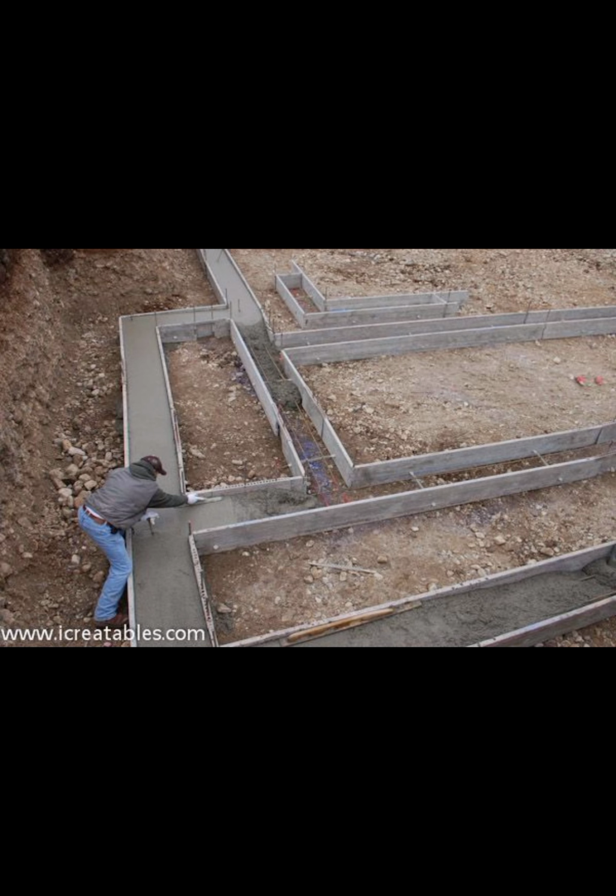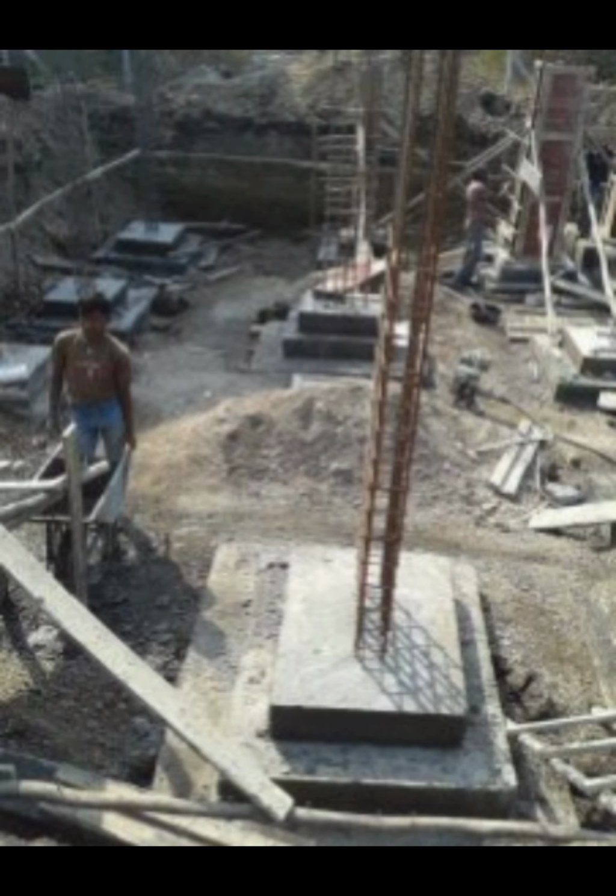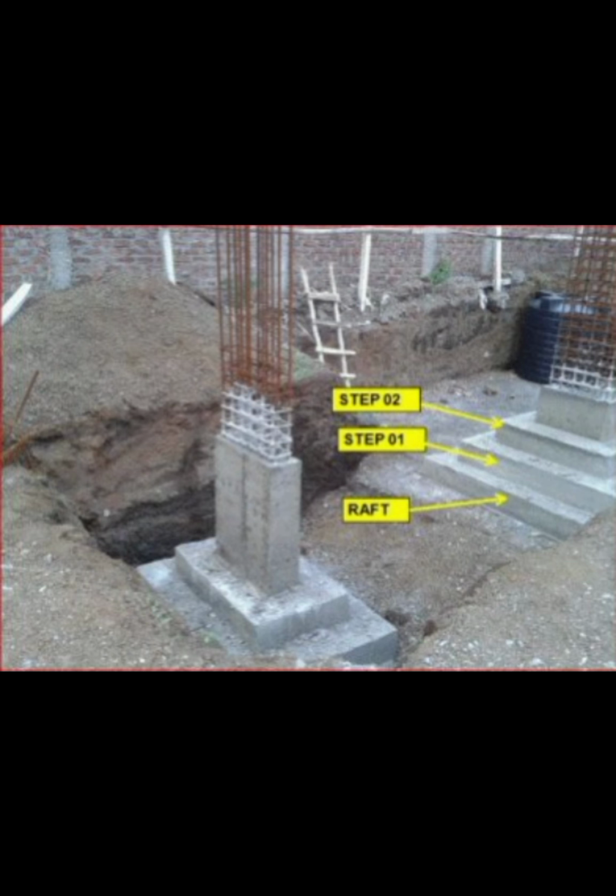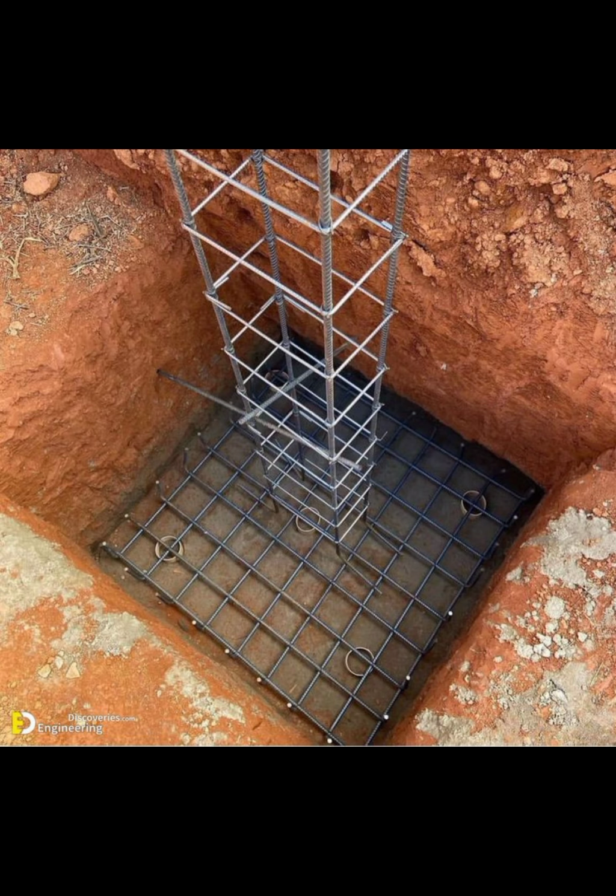Moving on, the second on our list is the pad foundation. The pad foundation is also known as isolated footing. It is either square or rectangular in shape, and they support individual columns. They are used with widely spaced columns, just like columns in commercial buildings and industrial structures.